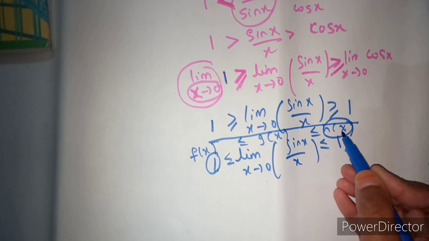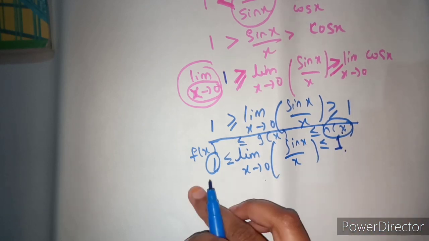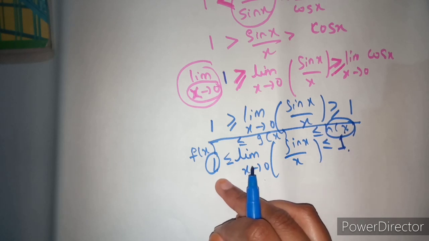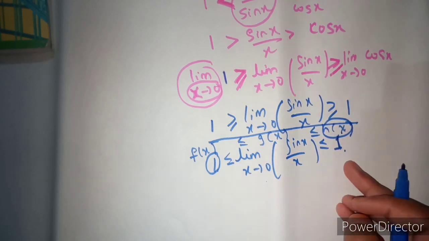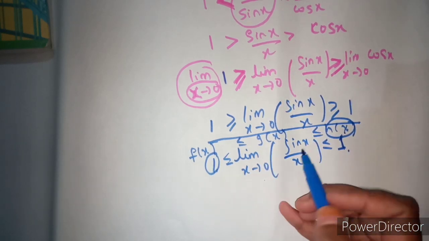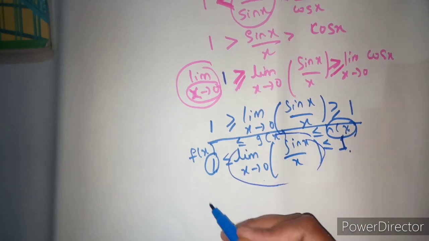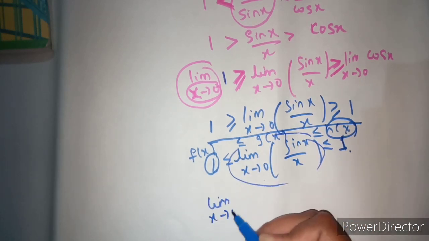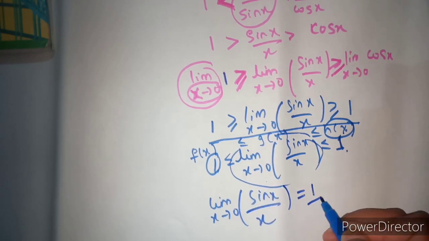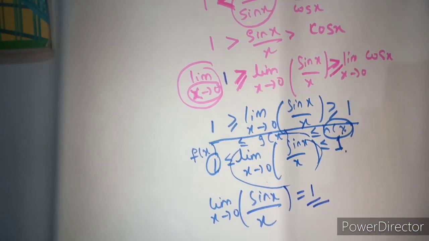Here h of x is the greater function, right? If I apply the limit to the greater function, the limit of this function is 1. Here f of x is the lesser function. If I apply the limit to f of x, 1 is the limit of this function. So if the limit of the greater function and the lesser function is the same, that is 1, then what will be the limit of this middle function? The limit of this middle function is also 1. So by the sandwich theorem, limit x tends to 0, sin x by x is 1. So this is the process of how to solve this theorem.